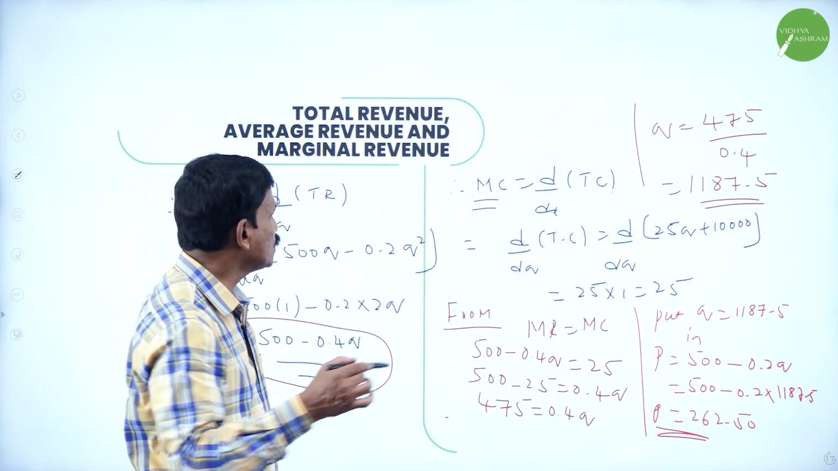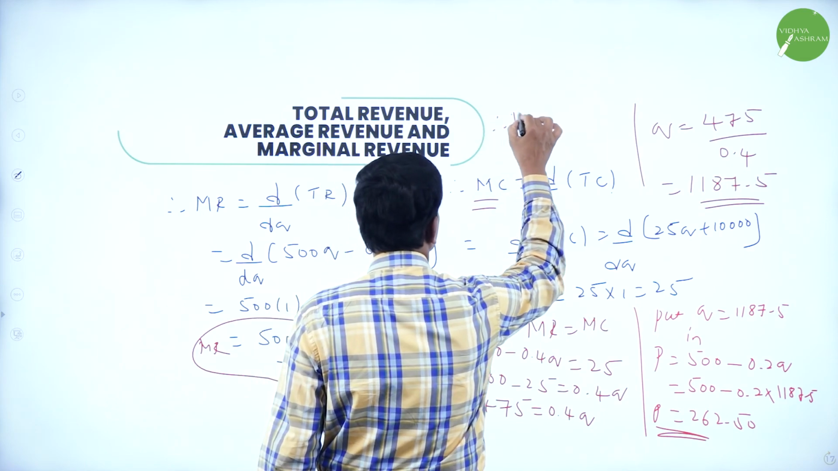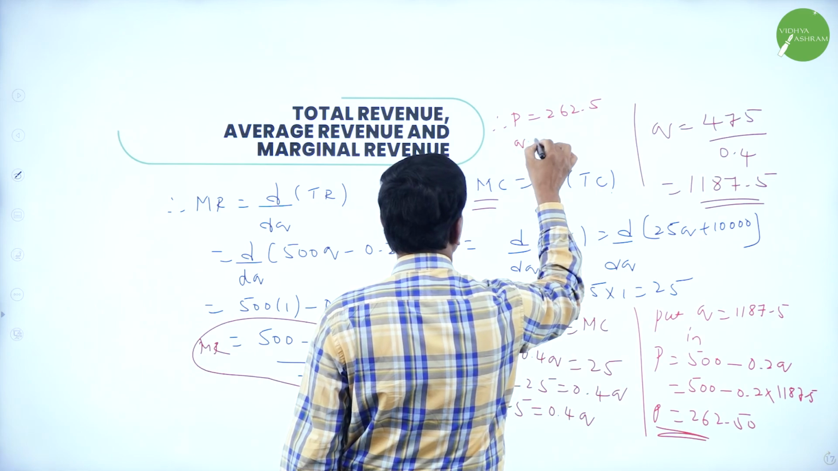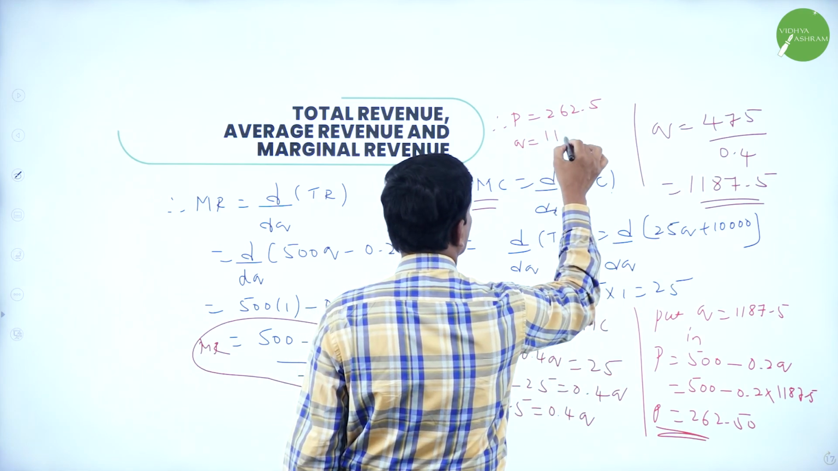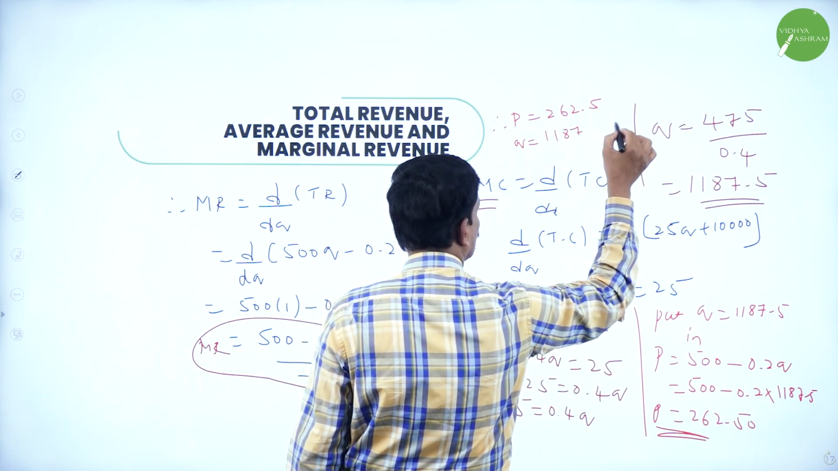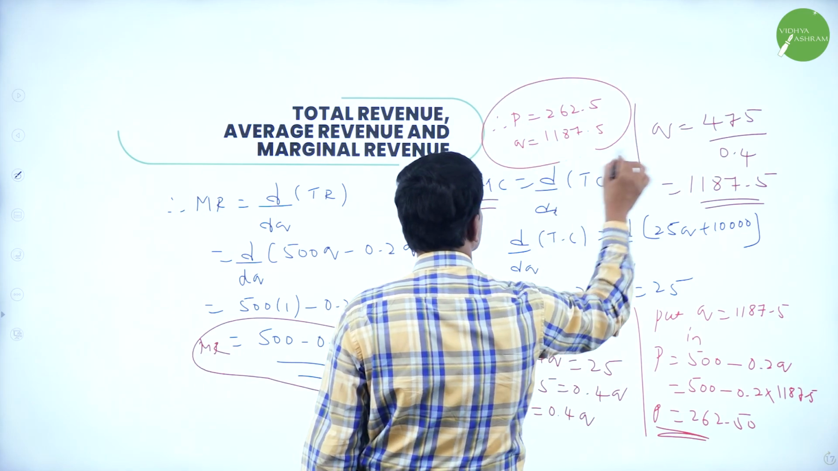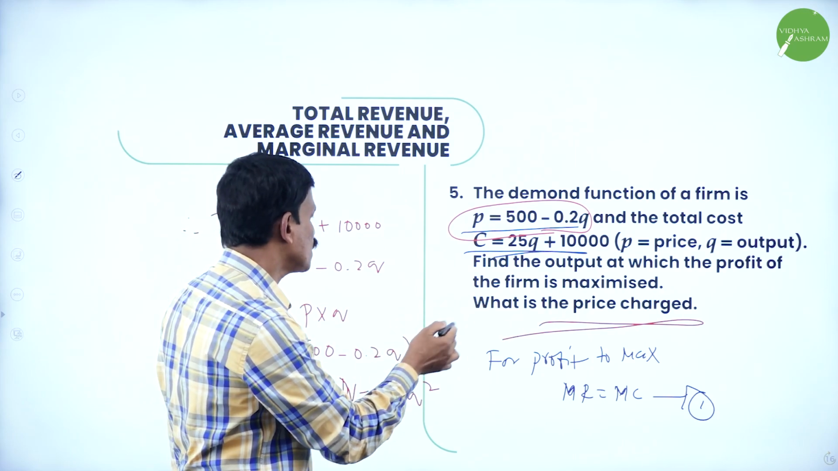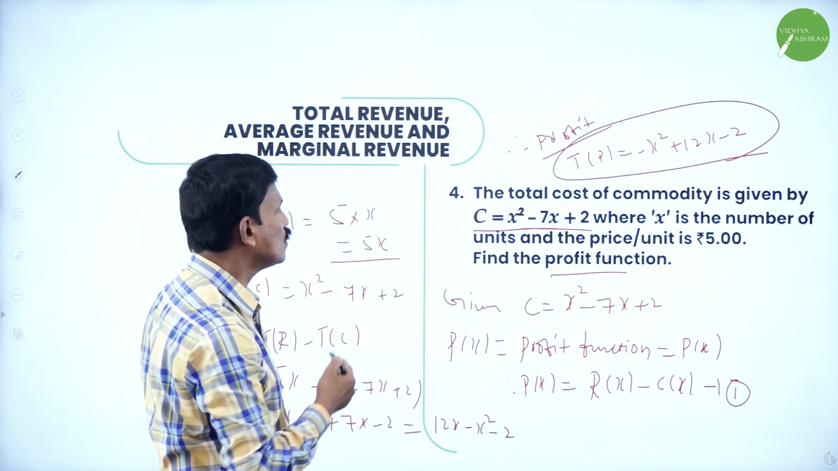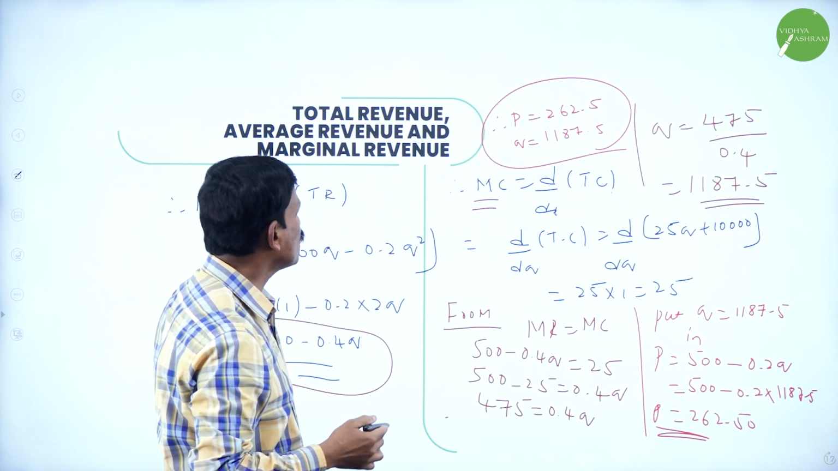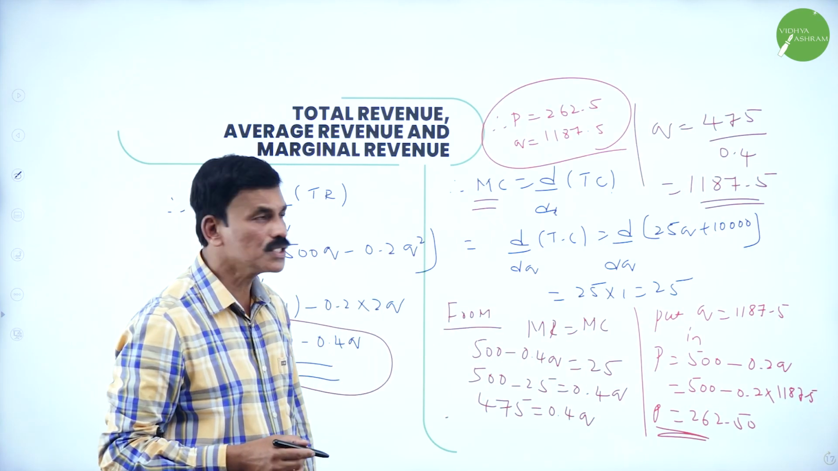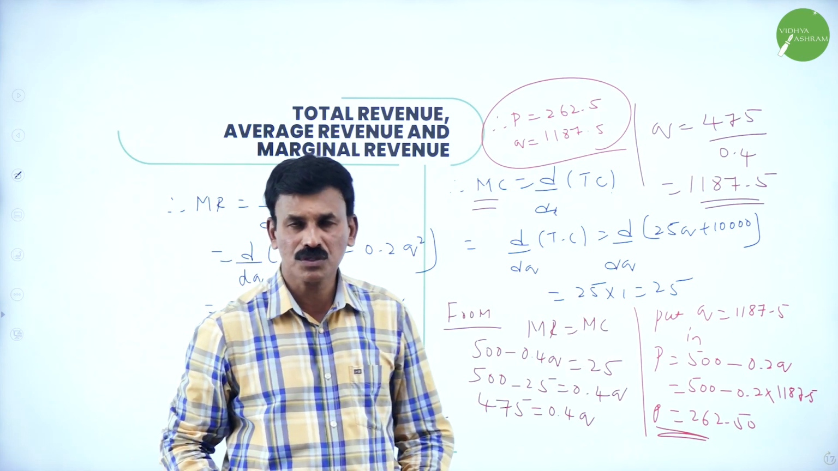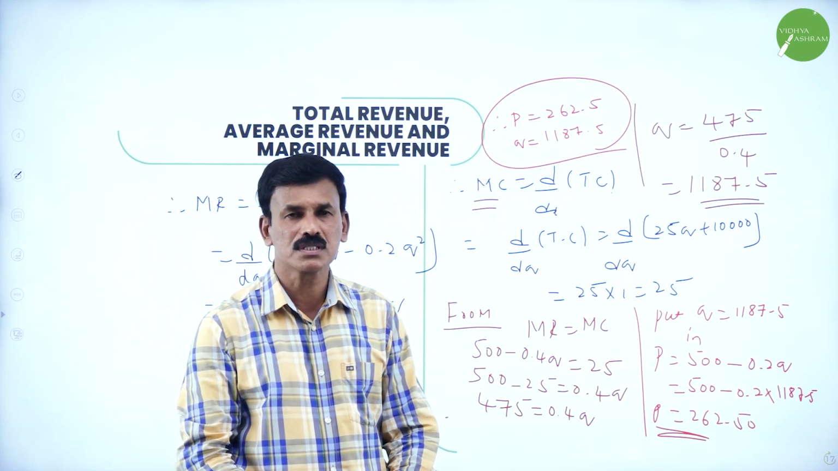So conclude it. Therefore, the value of P is 262.5 and the value of Q is equal to 1187.5. These are the values of P and Q. For output at which the profit of the firm is maximized, these are the outputs. And what is the price? P is equal to 262.5 and Q is equal to 1187.5. That's it. Okay. Hope you followed this.